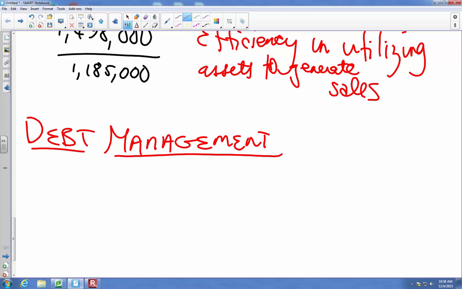So this is generally for long-term creditors. And it measures, so liquidity's in the short term, what's it called in the long term again? Solvency, exactly, it's called solvency.